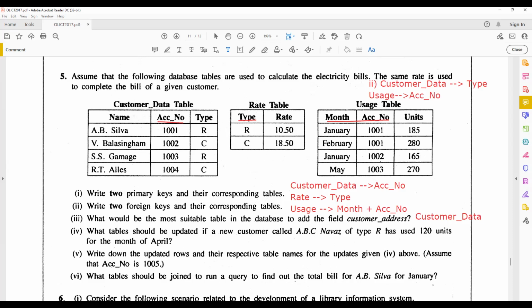Right. Fourth one. What tables should be updated if a new customer added, ABC Navas of type R, has used 120 units for the month of April?